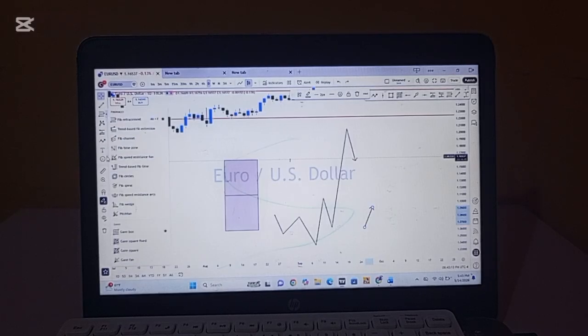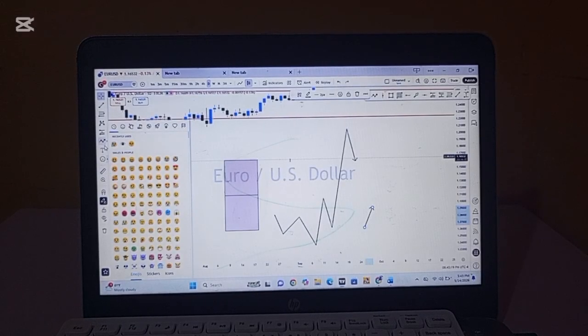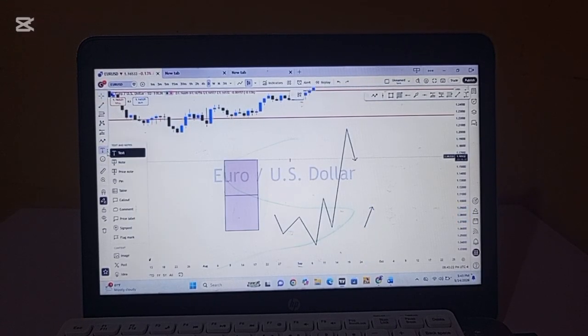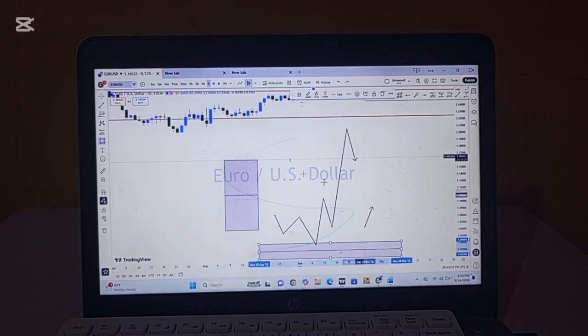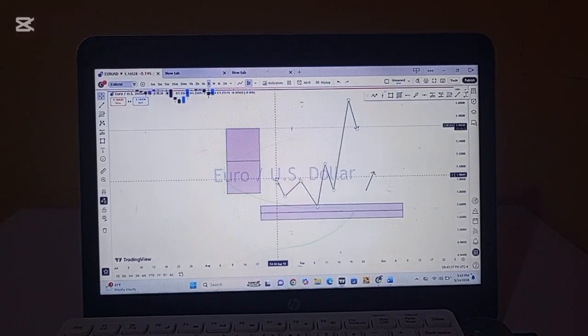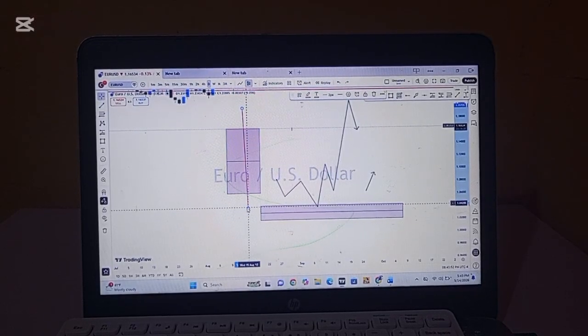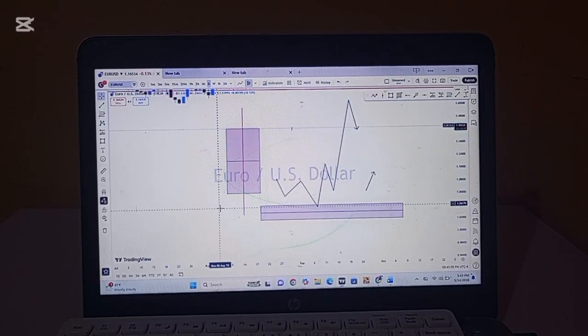Let me see if I can get whatever I am looking for. So maybe, for example, this one is an order block. That one is an order block or a rejection block. So you'll find that price will always come here to the opening price, and so that is how it looks.